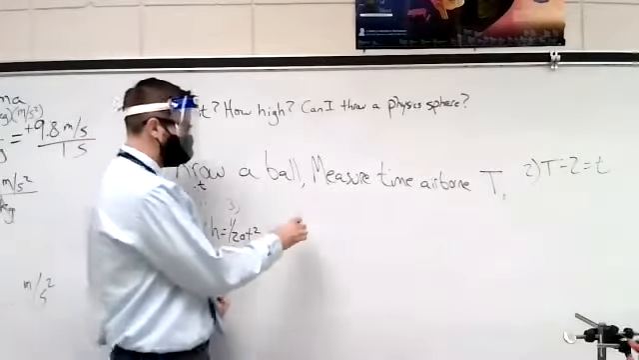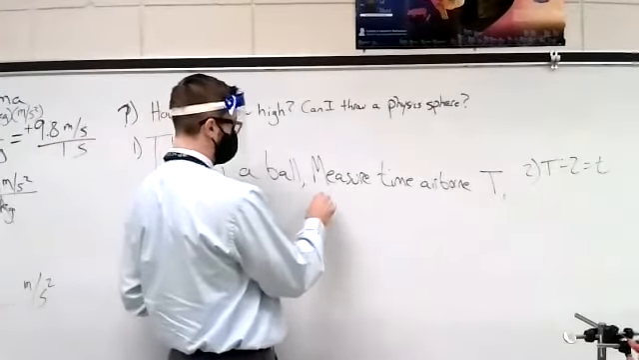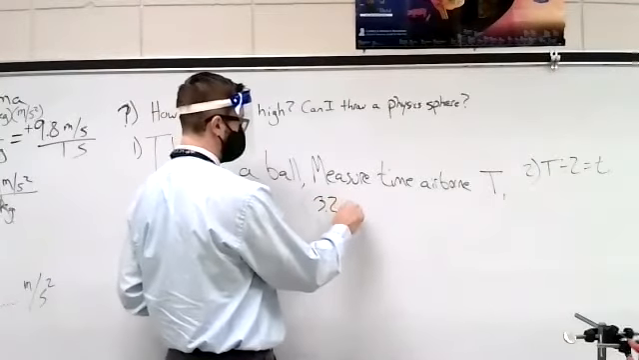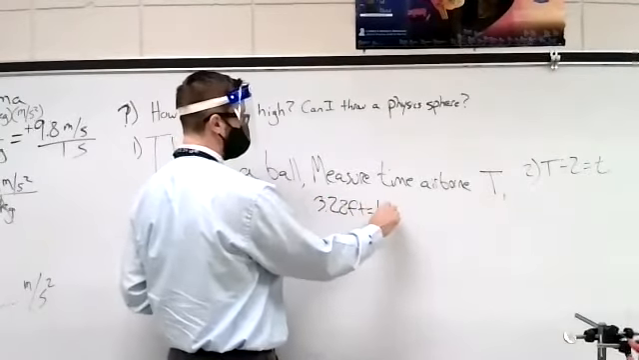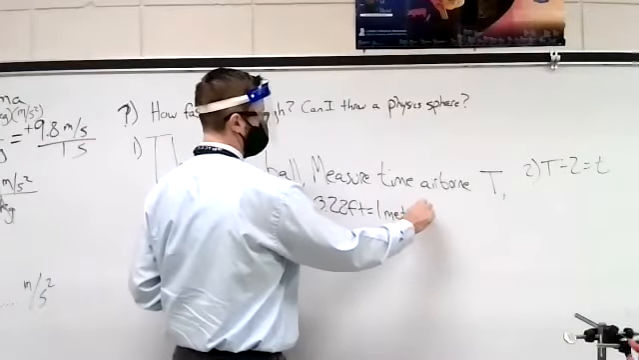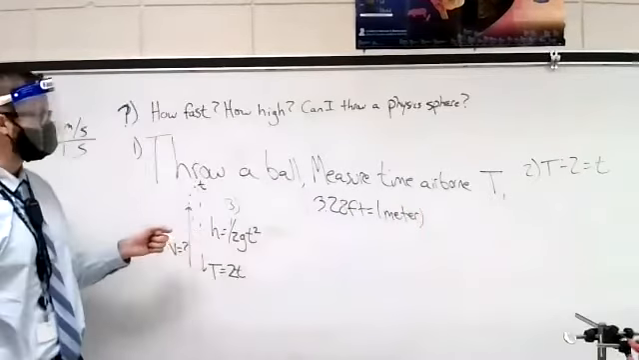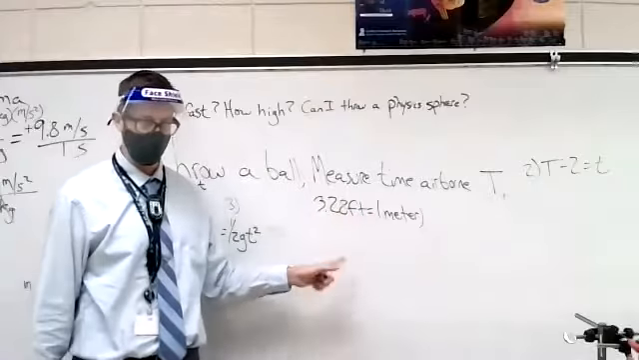Okay, let's remind ourselves that there are 3.28 feet equals 1 meter. So that way, when you get this answer, you can just multiply it by 3.28 and go, oh, that's how many feet.